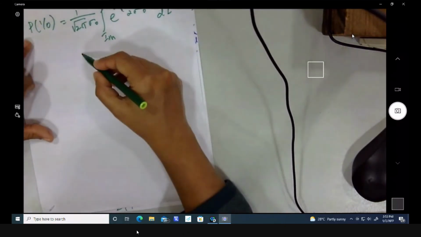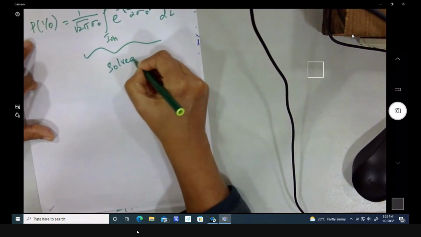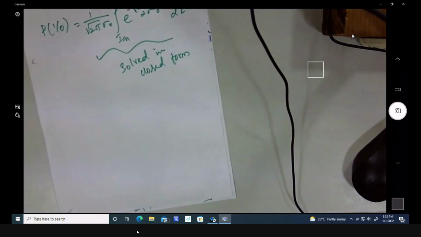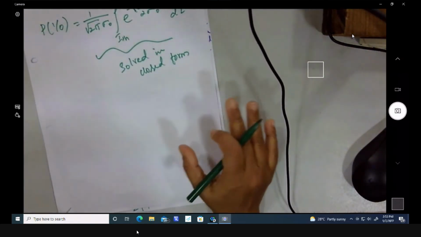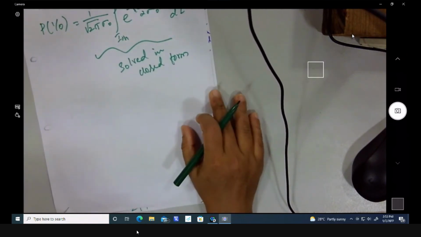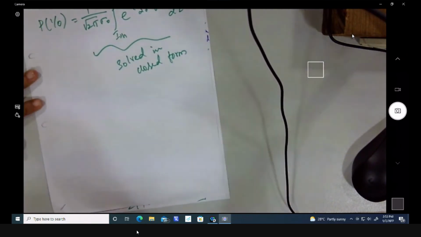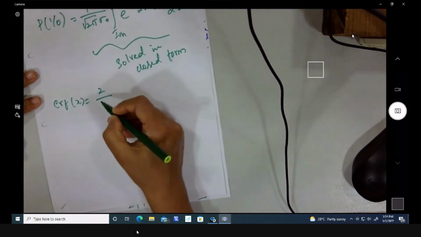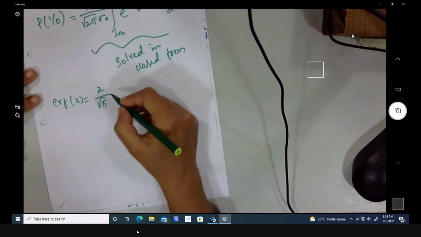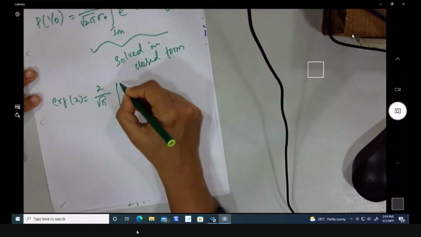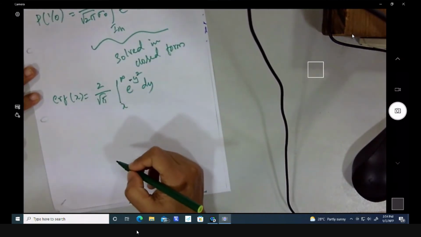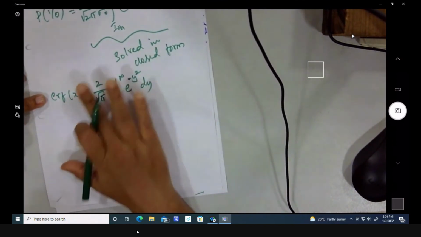But the problem is it cannot be solved in closed form. So what we do, we are going to represent this as error functions, complementary error functions. There are some standard error functions. The expression is 2 divided by root pi, integral from x to infinity, e to the power of minus y square dy. For the value of this error function, tables will be there. From that table, we can get the value.